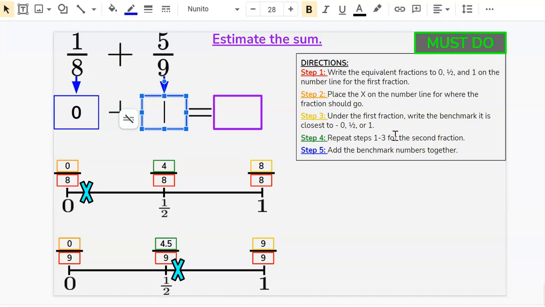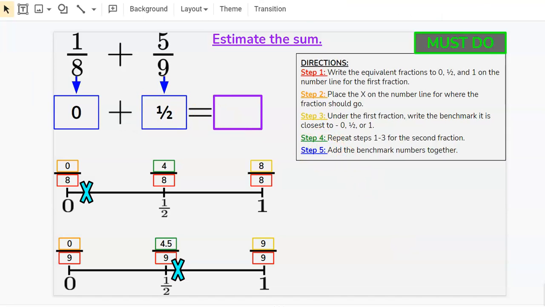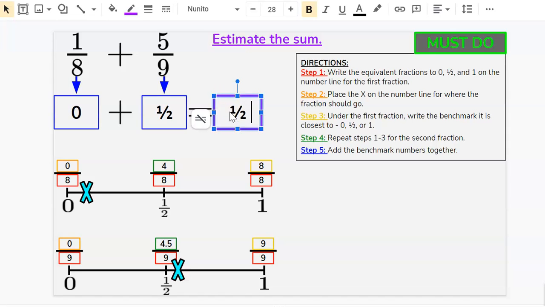Remember, to make 1/2, you do 1, the backslash key, which is the same as the question mark key, and then the 2 for 1/2. Press the space bar 1 time to make it a little bit smaller. And then we just have to add the benchmark numbers together. 0 plus 1/2 is 1/2. Remember, you press the space after.